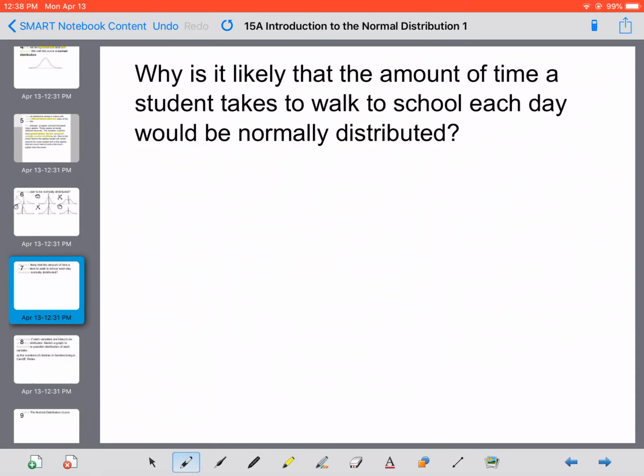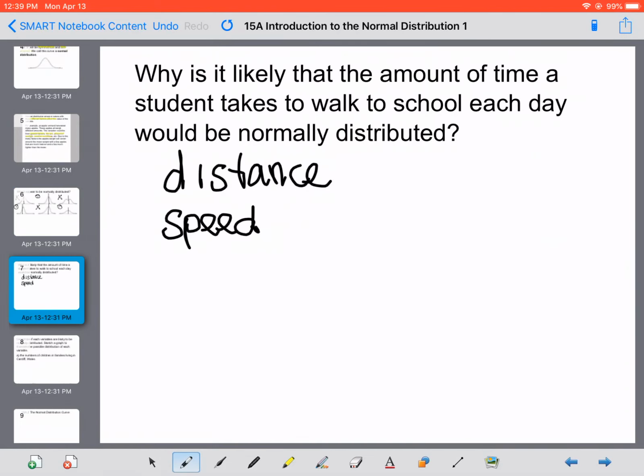Okay, so let's think about some examples, and let's determine what factors are going to take place to make it normally distributed. In this case, it says the amount of time a student takes to walk to school each day. How is that going to be normally distributed? Well, what are factors that would make this happen? The distance from school is going to affect the amount of time. The further you live, the longer it's going to take. How about the speed? If I walk fast, it's not going to take as long as if I walk slow.